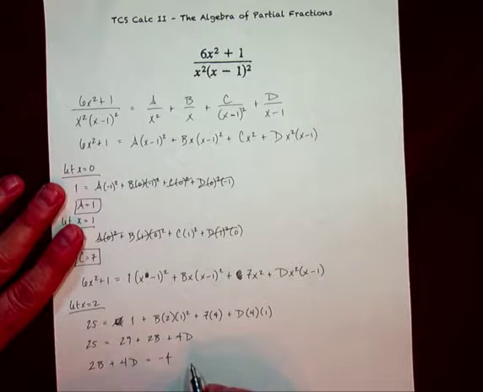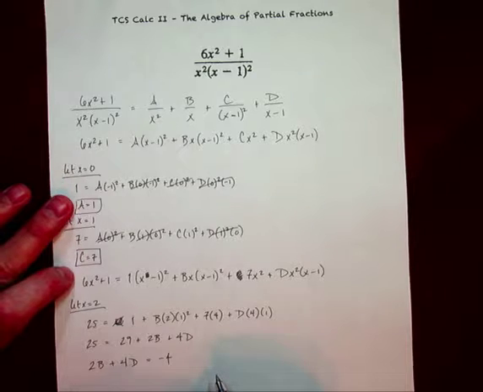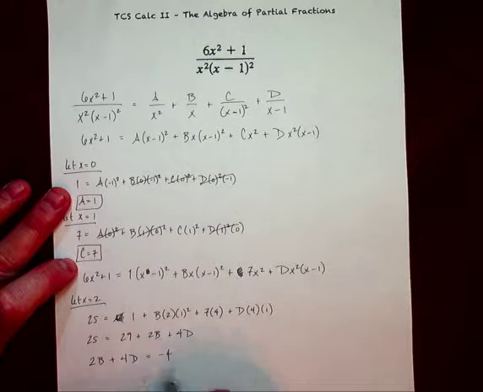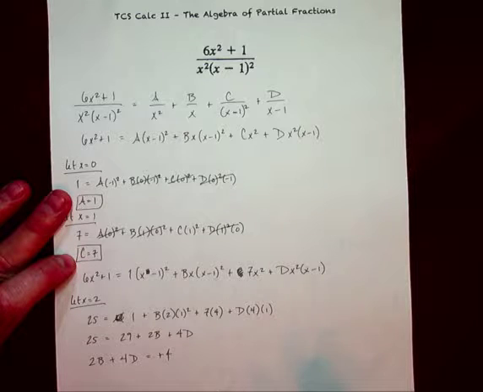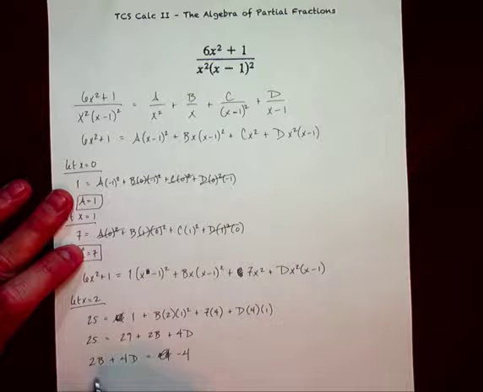Did I mess up somewhere? I don't think I did. Okay. So what I have here is, no. So this is positive 4 because I basically, no. That's right. It's negative 4. So what I have here is b plus 2d is equal to negative 2.